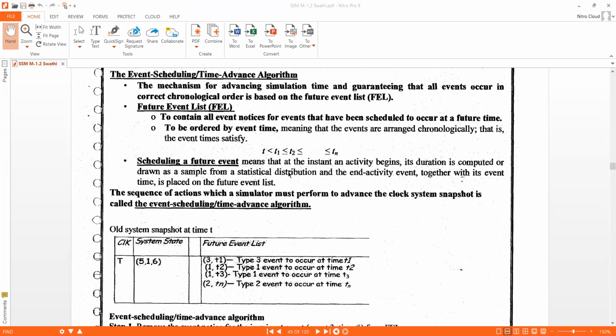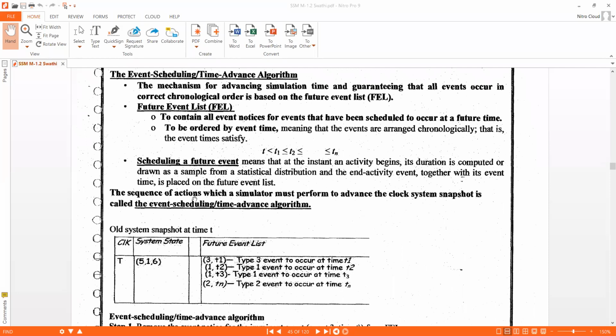Next, scheduling a future event. Scheduling a future event means that at the instant an activity begins, its duration is computed or drawn as a sample from the statistical description. Okay, and the end activity event, together with its event time, is placed on the future event list. This is scheduling a future event.